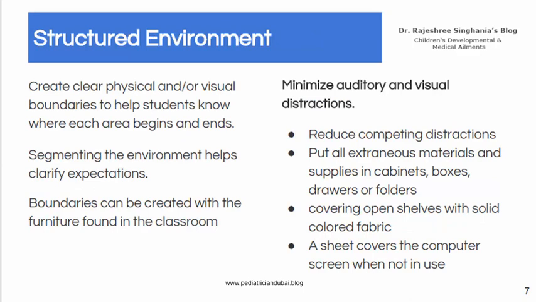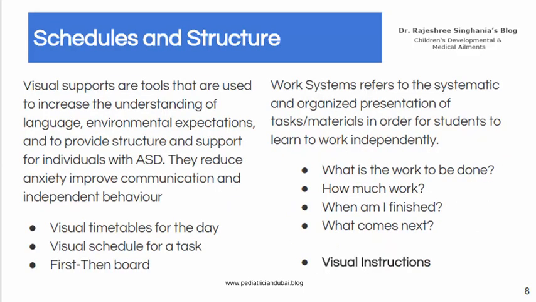Structuring the environment is extremely important, particularly physical structuring, and we can use the tapes, colors, table mats, so the child knows that this area is for reading, this area is for writing, this area is for eating, things like that. We also have to minimize auditory and visual distractions. So things like covering the computer when it's not in use, or reducing competing distractions, or covering open shelves are very helpful. We also need to do structured teaching.